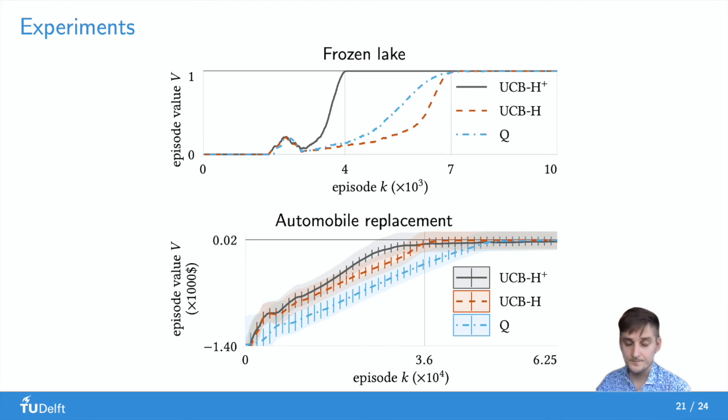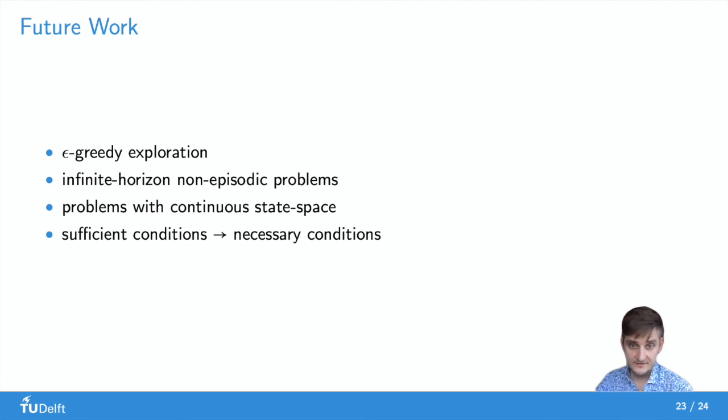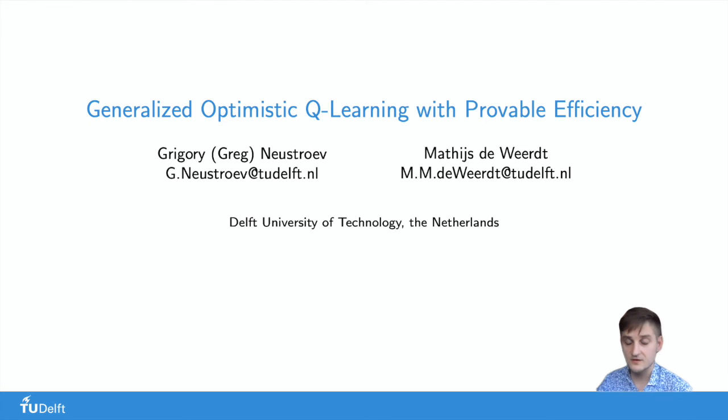To conclude, optimistic Q-learning is a promising research direction, as it is both model-free and sample-efficient. We introduced a framework that simplifies the regret analysis of optimistic Q-learning and showed the driving factors of the regret. Next, we would like to expand this framework, for example, by introducing dithering, or random exploration, by adding more complex environments such as continuous state space, and by finding not just sufficient, but also necessary conditions for sample efficiency of optimistic Q-learning.